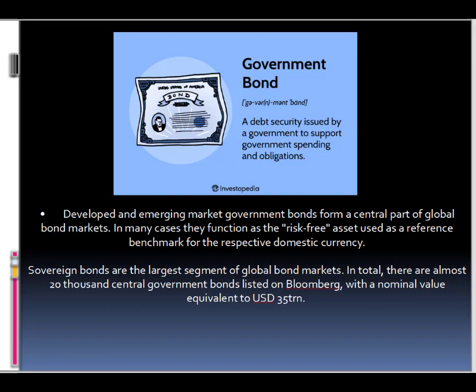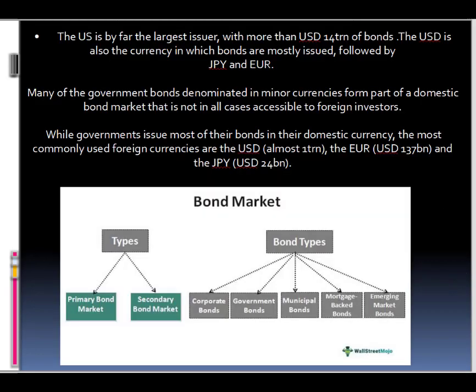Sovereign bonds are the largest segment of global bond markets. In total, there are almost 20,000 central government bonds listed on Bloomberg, with a nominal value equivalent to $35 trillion. The US is by far the largest issuer, with more than $14 trillion of bonds.